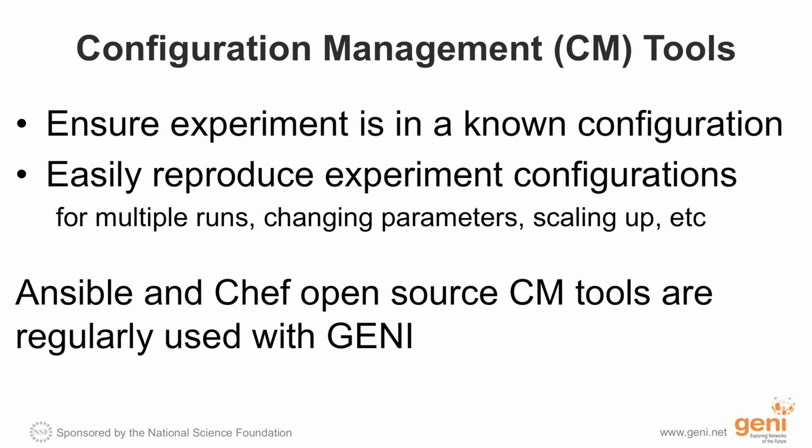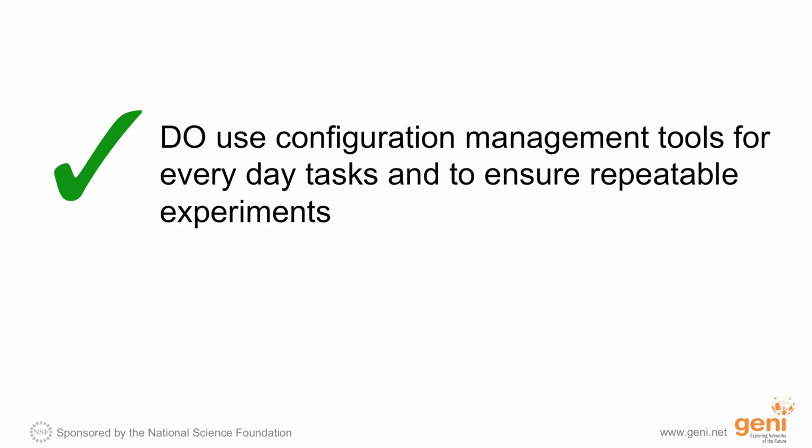Finally, you can use standard open source configuration management tools such as Ansible and Chef to configure your nodes. Configuration management tools ensure an experiment is in a known configuration regardless of its original state, and they make it easy to reproduce experiment configurations. This feature makes it easy to do multiple runs with the same setup and with systematic variations such as changing parameters and scaling topologies. Configuration management tools make it easy to automate everyday tasks and to ensure repeatable experiments.